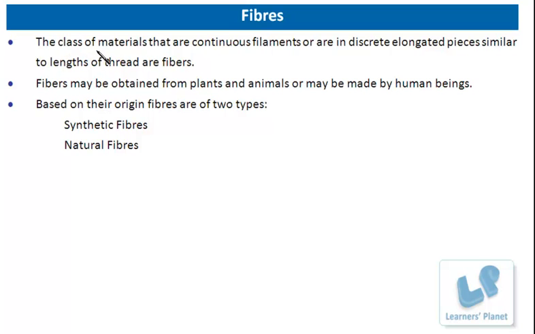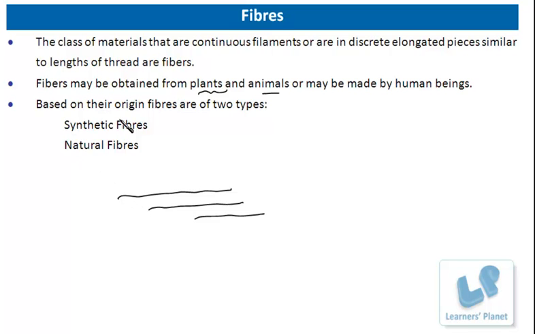See, what are fibers? The class of materials that are continuous filaments or are in discrete elongated pieces similar to lengths of thread are fibers. So these are the continuous filaments. These are similar to thread. Thread you all must have seen. These individual threads which are woven into a sari, a shirt, a pant or trouser or any other clothing are called fibers, and they can be obtained from plants as well as from animals, or they may also be made by human beings.